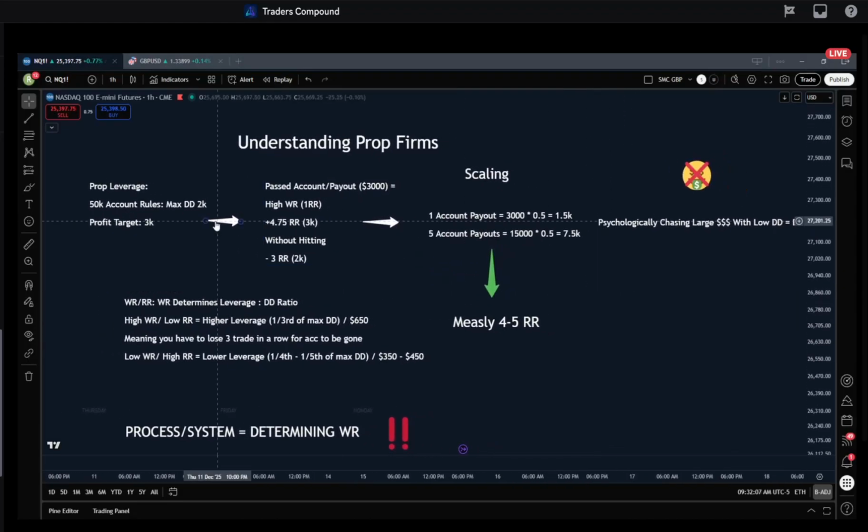We need to understand the rules of these prop firms, and I'm going to be using the example of the 50K account rules for Top Step. This is pretty much industry standard if you trade futures accounts. With max drawdown and profit target, I'm going to be using these examples. The max drawdown is $2,000 for an evaluation and for your XFA, meaning if you lose $2,000, your account's gone. Boom, done. And to pass an account, you need $3,000 in profit.